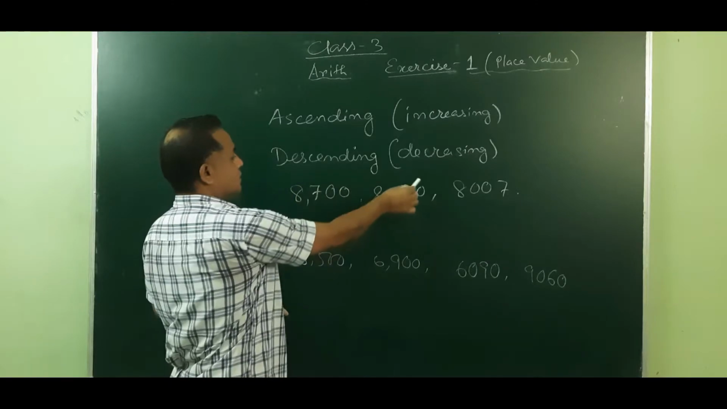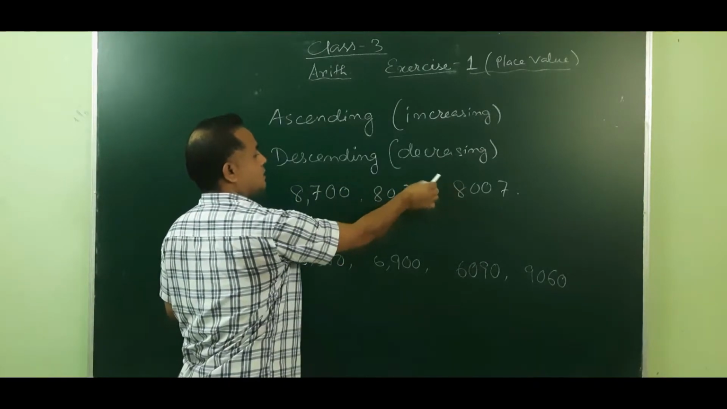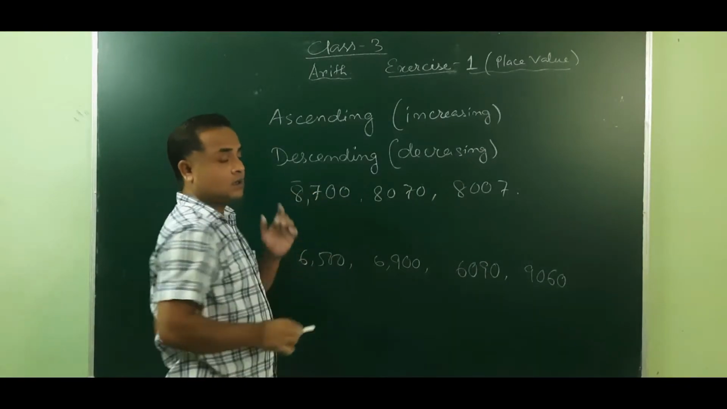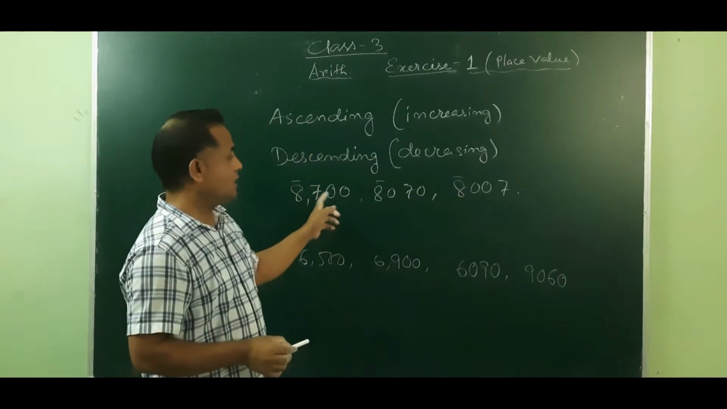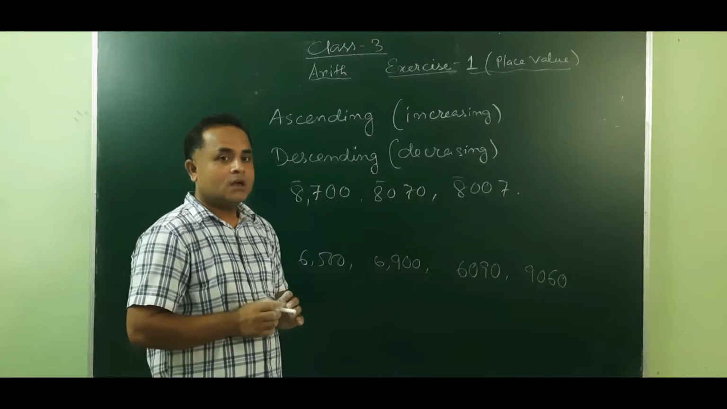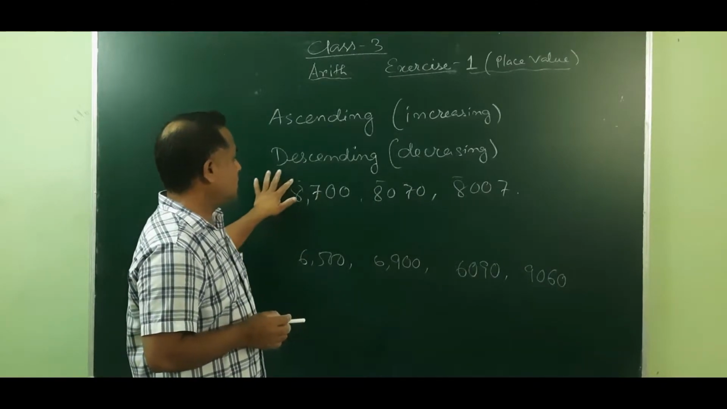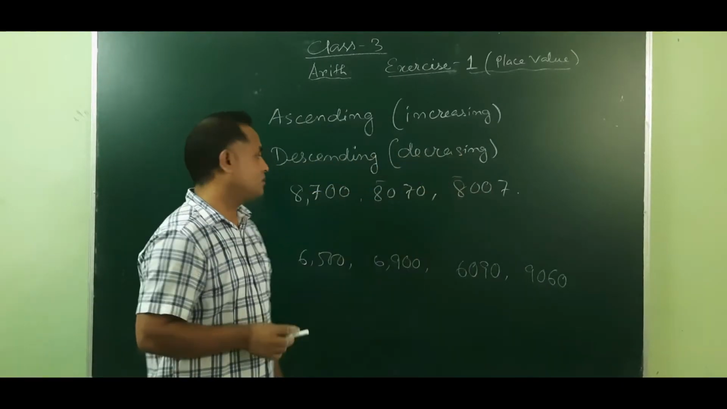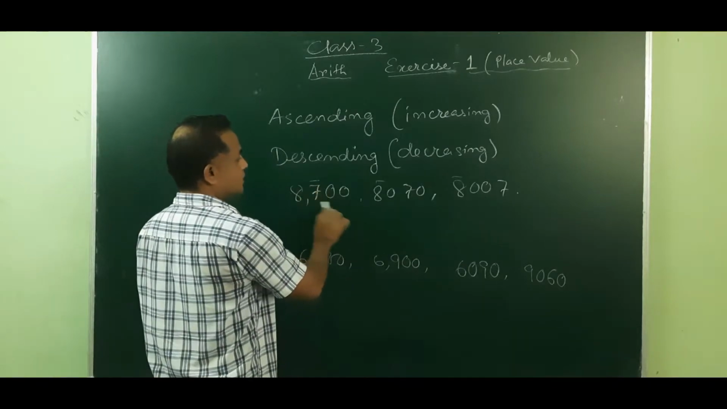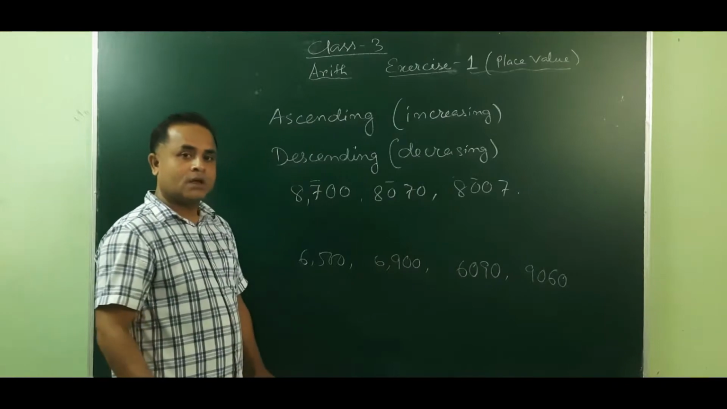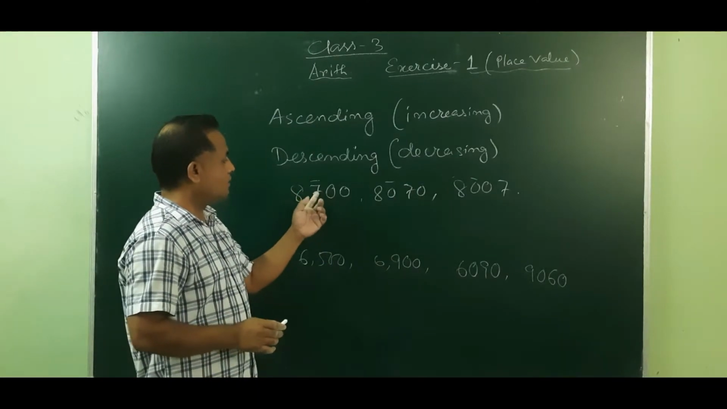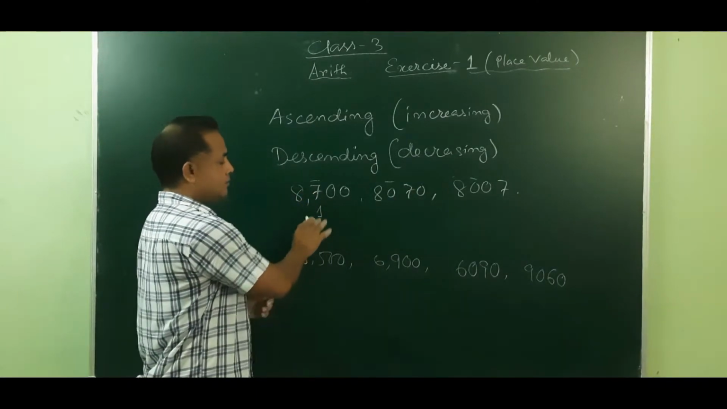Once 10, 100, 1000. So in the 1000 place we will compare. Thousands are equal: 8, 8, 8, 8. Now again, if it is equal, then we will see the 100 place. In the 100 it is 7, in the 100 it is 0, in the 100 it is also 0. So in the 100 it is confirmed that this one is greater.